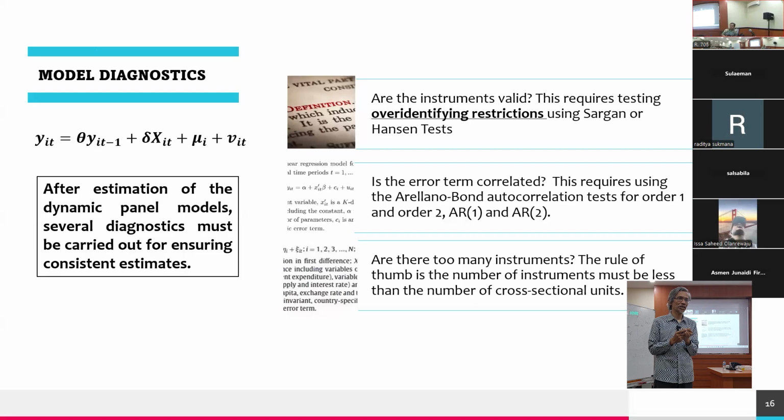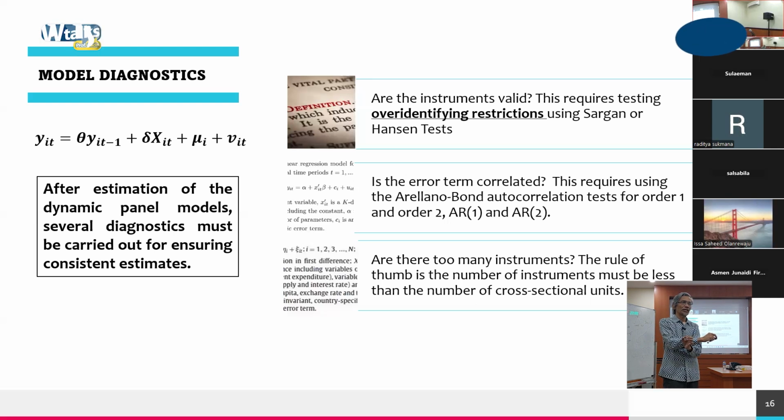My advice, Hansen test, because as long as the number of instruments is less than the number of units, say you have 50 banks, you have 30 instruments, the Hansen test will be more robust as compared to the Sargan test. Right? Because when you have two steps, sometimes you cannot perform the Sargan test using xtabond, right? But if you use xtabond2, you can perform it, but they are not robust if the instruments are more than the number of the cross-sectional units.